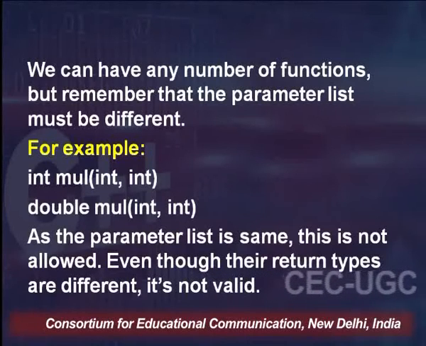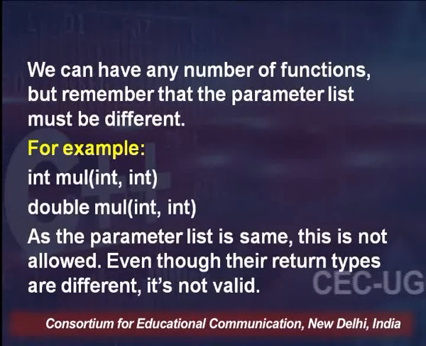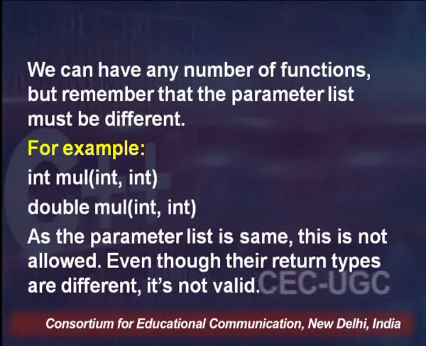The name of the function is mul, for multiplication, as the name indicates. What is the difference here? The difference lies in the return value. The first call to function mul is returning an integer, and the next call to the function mul is returning a double. So now the question arises whether the compiler will be able to resolve this type of conflict. The answer is no. The parameter list is the same, this is not allowed.